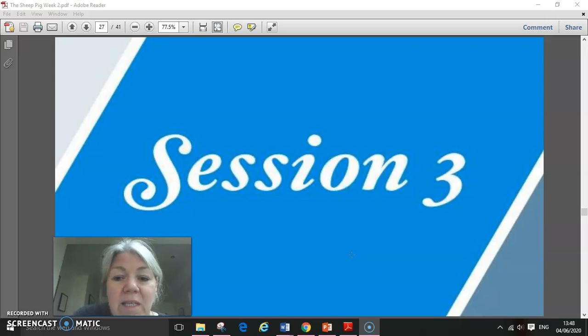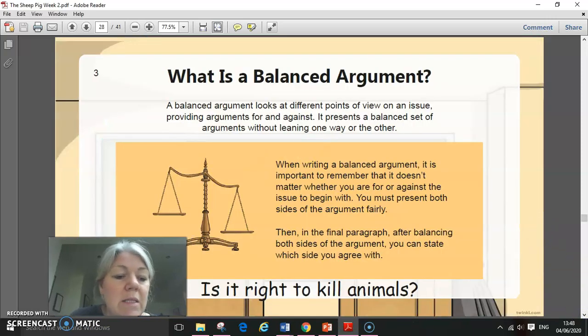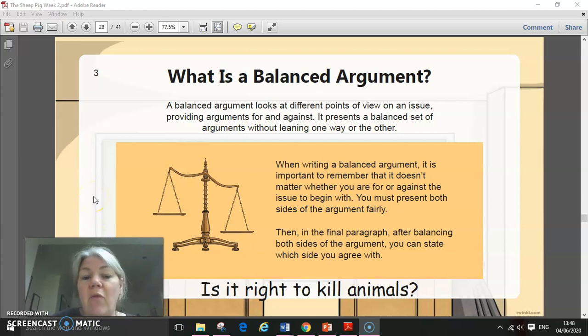So let's get on with session 3 then, where we're going to be writing a little bit more of this balanced argument, this balanced discussion. Just a quick reminder, we're looking at different points of view on an issue. Our issue is: is it right to kill animals? We're going to provide arguments and supporting evidence for the argument, yes, it is right to kill animals, or against the argument, no, it isn't right to kill animals. And we're going to present that in a balanced way.